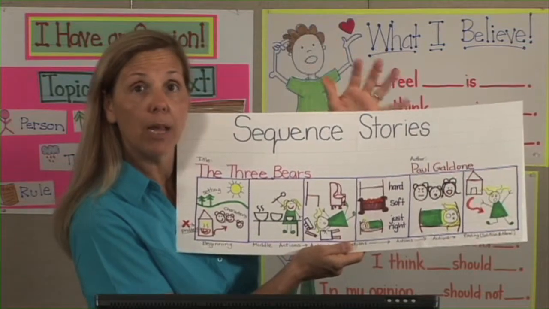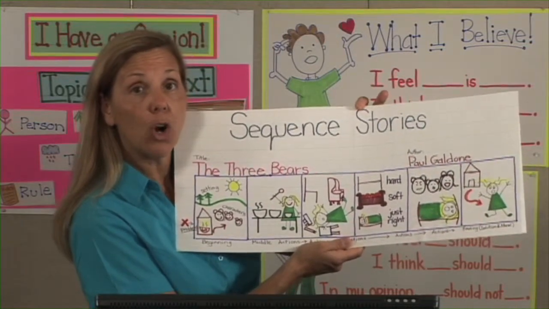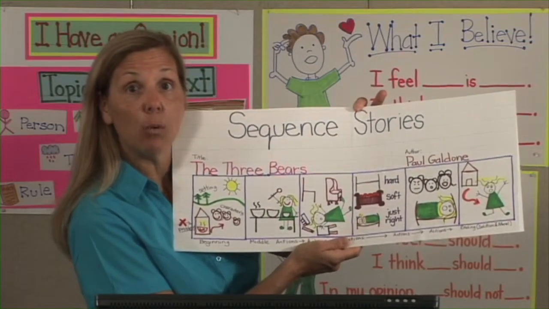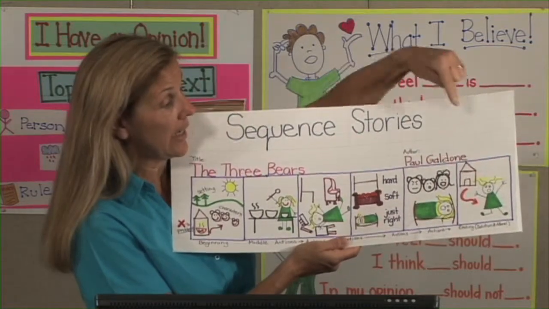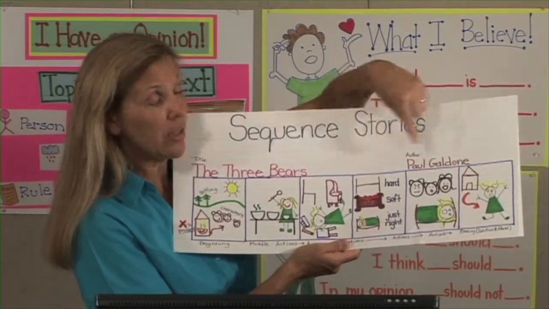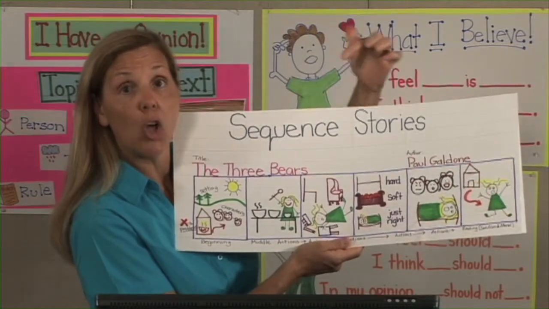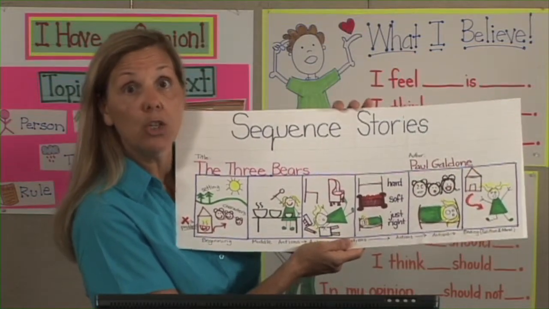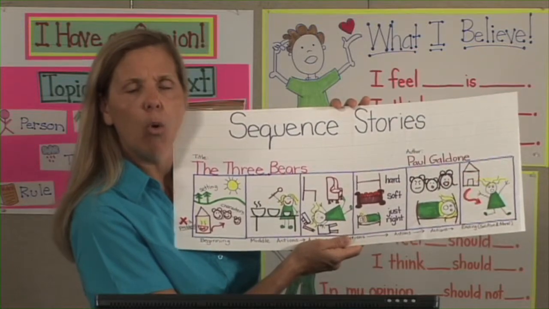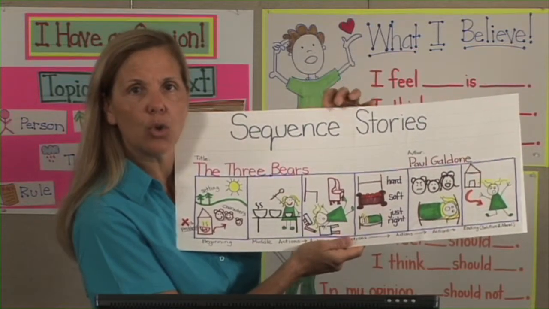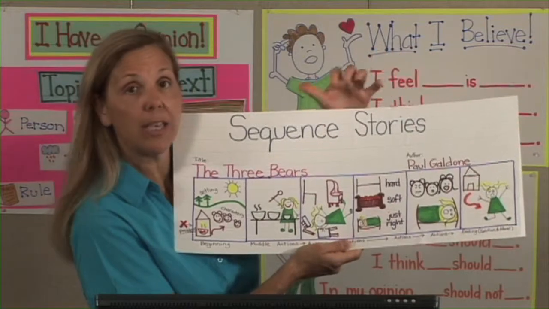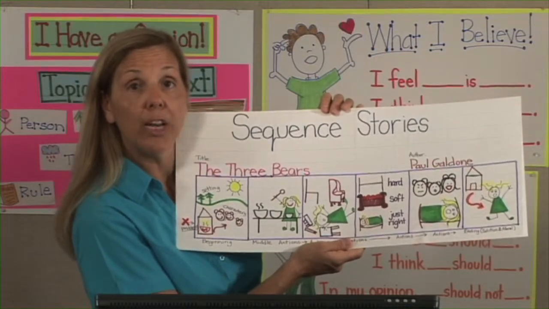And at this point, I'm going to say, boys and girls, are we going to say what we believe, what we think or feel about the entire story, about someone in the story, or are we going to give advice? Maybe advice about the whole story, what someone should learn from this story. Or are we going to give a character in the story advice? Should we give Goldilocks advice in this story? What are we going to do?